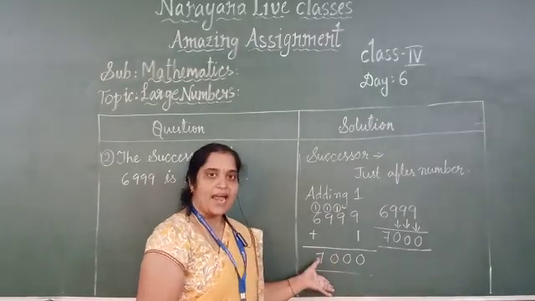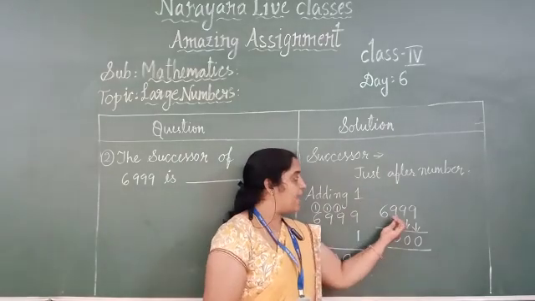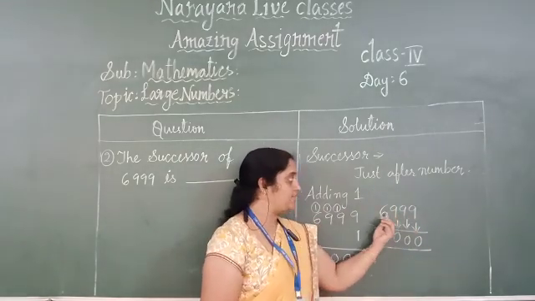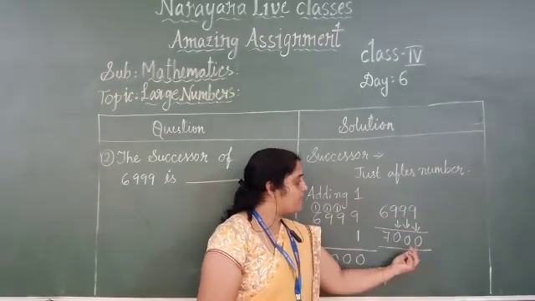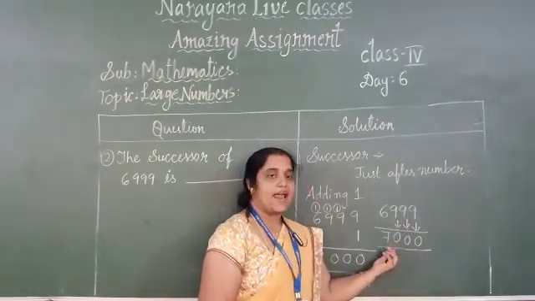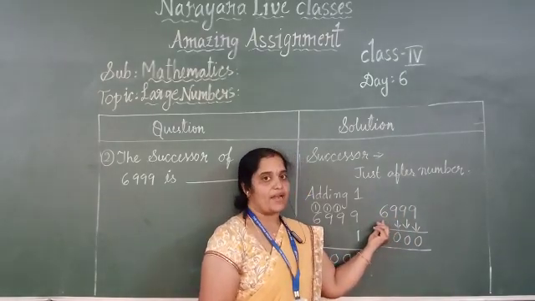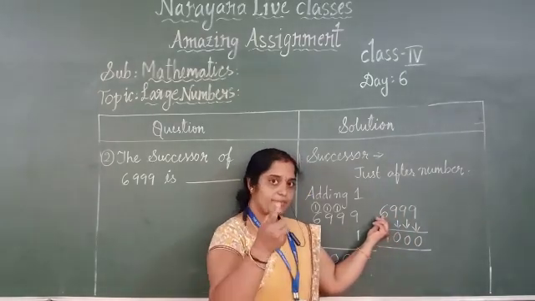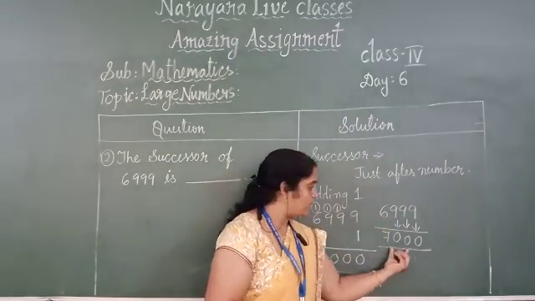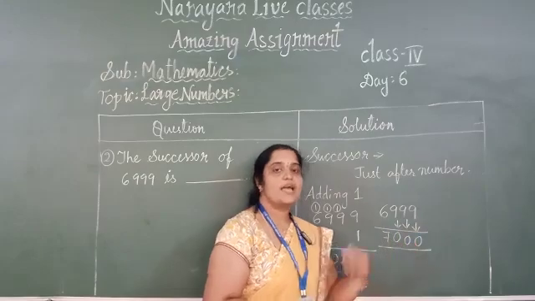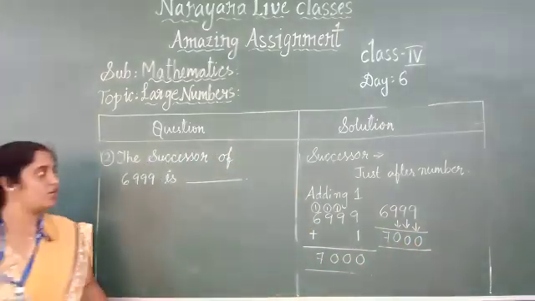Every time we can't add like this, so we will follow a tricky method. Only if a number is ending with continuous 9s, the 9s will be replaced by zeros, and whatever number is there before them is increased by 1. Here it is 6, increased by 1, that is 7. So the successor of the given number is 7000. Shall we move on to the third question, children?